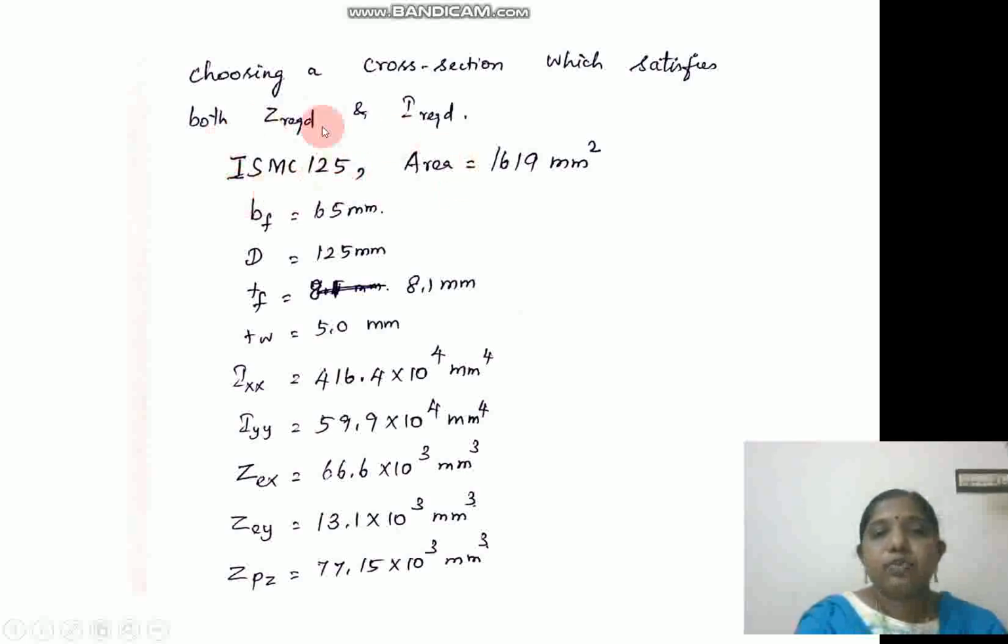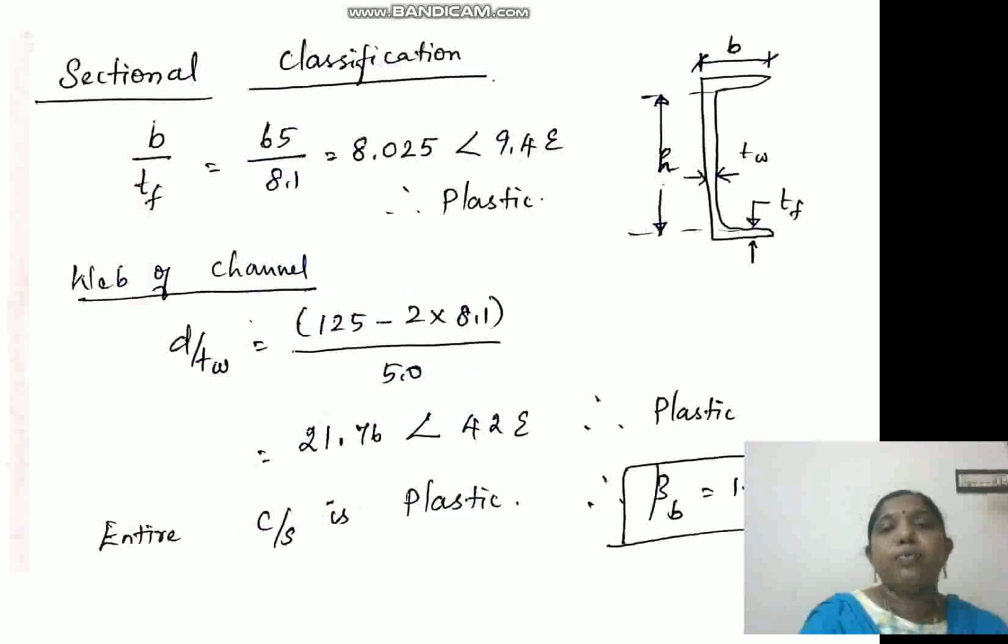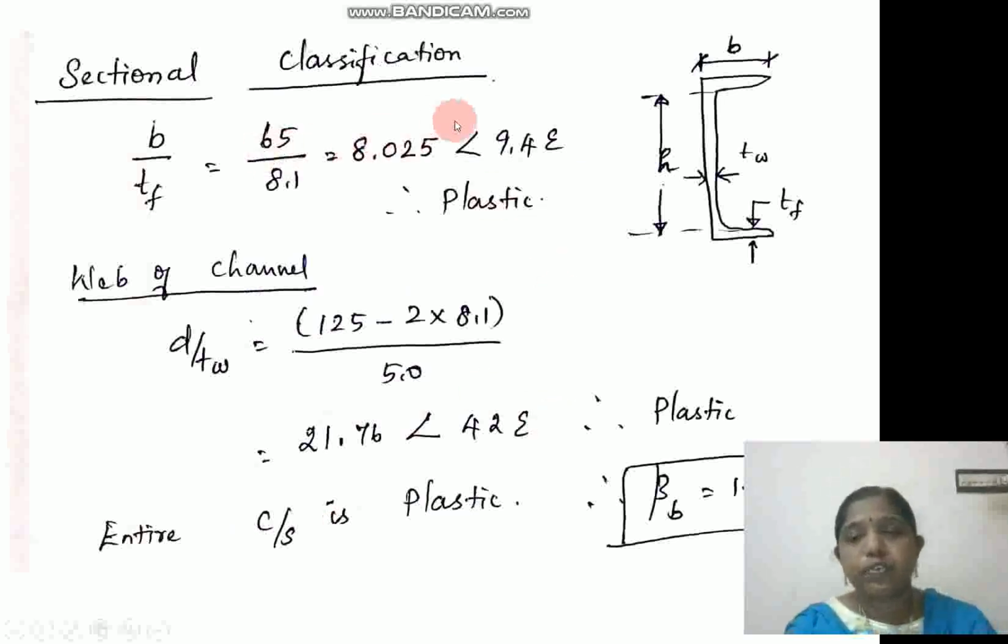The section I have chosen, which satisfies the two criteria, is ISMC 125. I took down the values from the code and I have written them over here. And now I'll do the sectional classification. Why we are doing sectional classification is to check whether the member is safe against local buckling. So B by TF, I'll check it out.